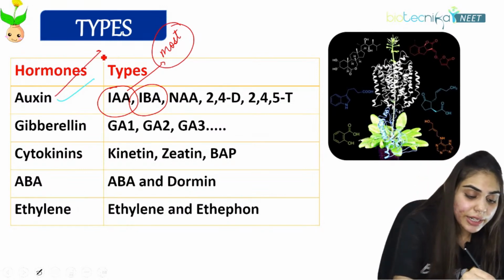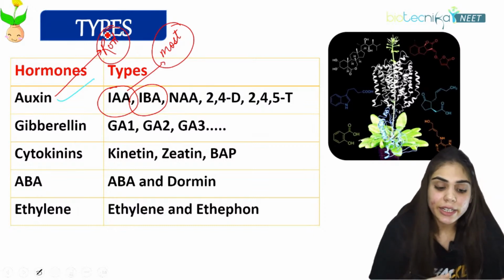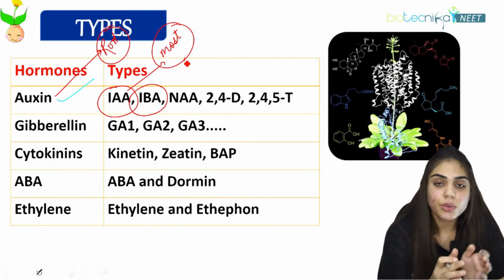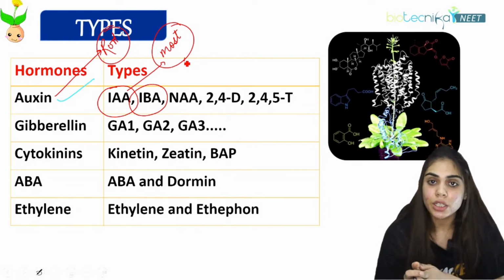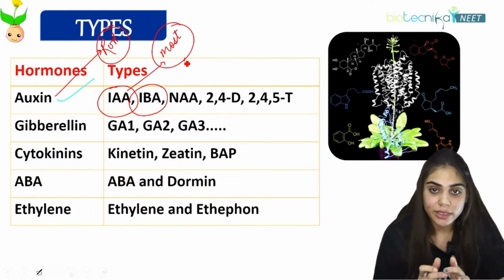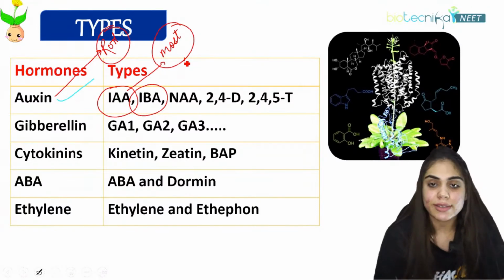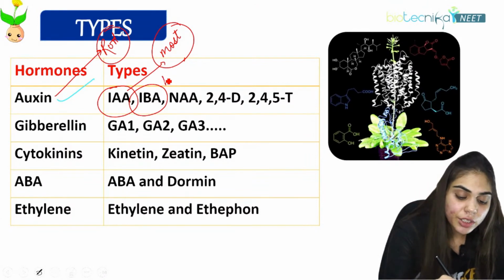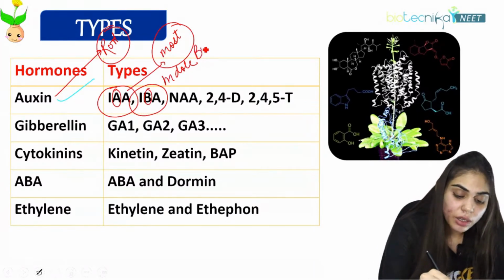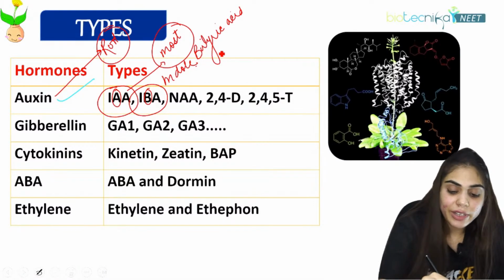Now, auxin is used for root initiation. So IAA, can we say that it is used to initiate the growth of roots in the plant? Yes, it is used for the growth of roots in the plant body. So for this, we provide IAA, indole acetic acid, in the growth medium. And the other one is IBA, indole butyric acid. Here A stands for acetic and here B stands for butyric. So both of these are auxins of natural origin.